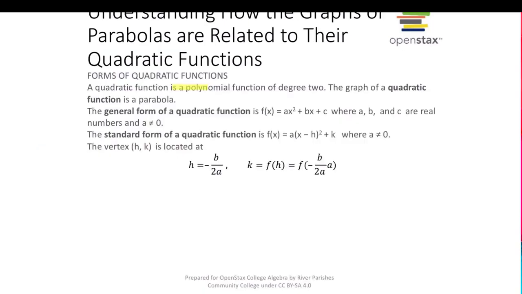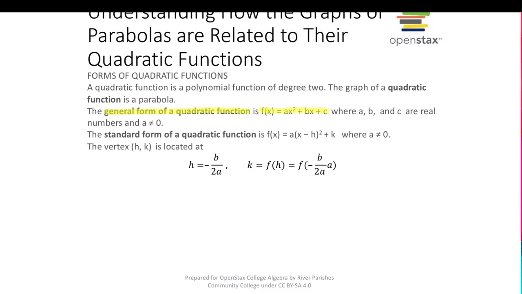So now we're going to talk about different forms of quadratic functions. There's a couple different forms that you can put a quadratic function in. One form is called the general form of a quadratic function, and it is f of x equals ax squared plus bx plus c, where a, b, and c are real numbers and a does not equal 0. Now b can be 0, c can be 0, a cannot be 0.